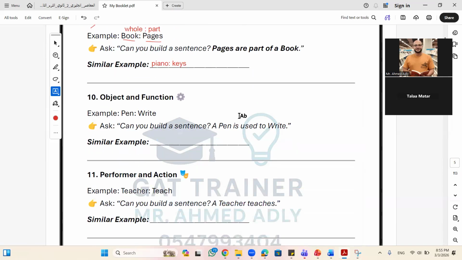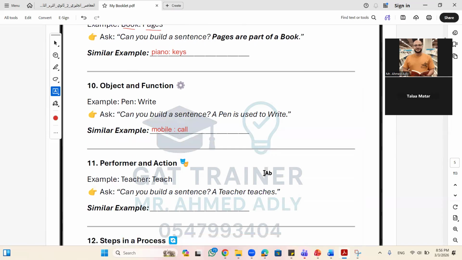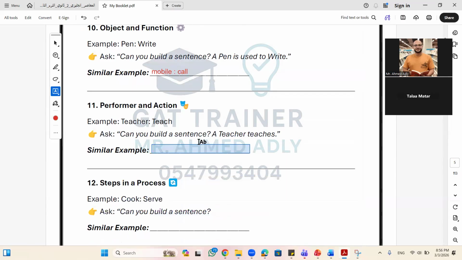Ten, object and its function. You remember a shovel and dig, pen and write, a mobile phone and call. Eleven, a performer and action. For example, a teacher, teach. A singer, sing.